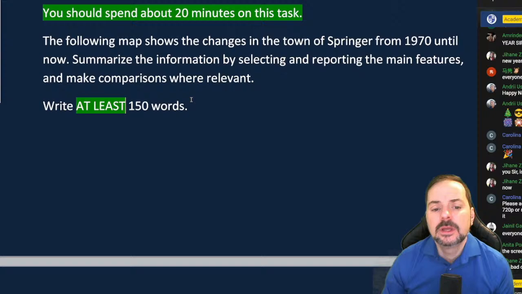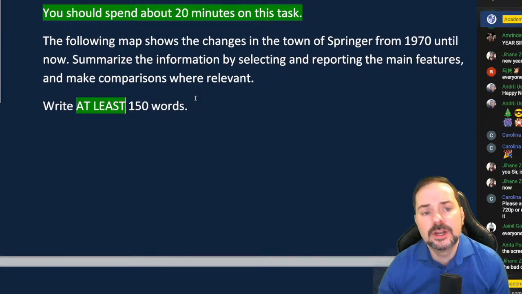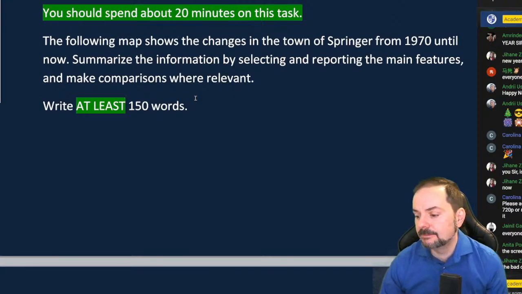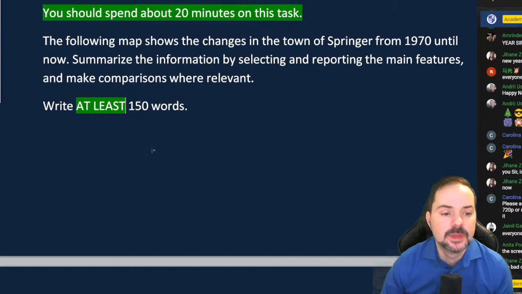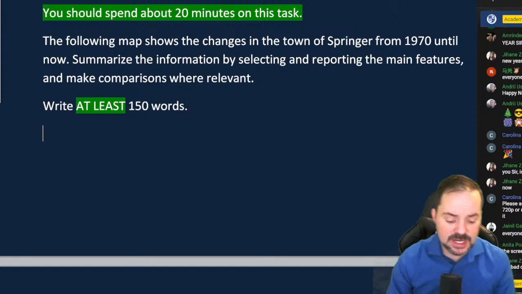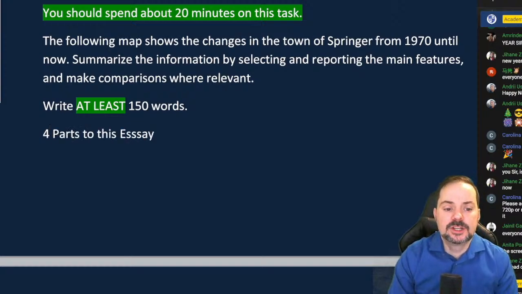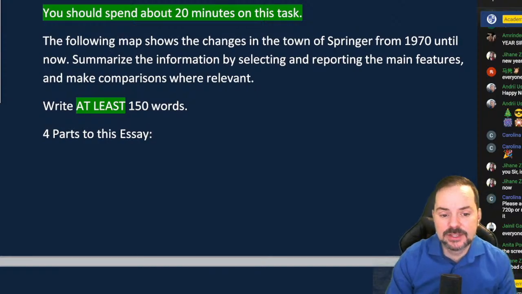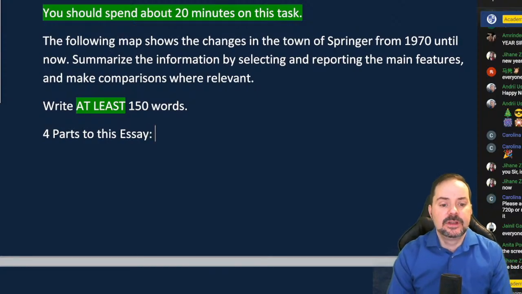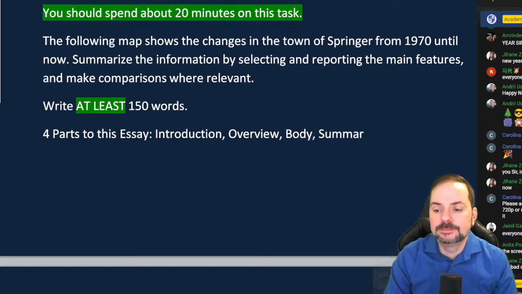At least means minimum, and if you're going for that band 7, 8, or 9, it's going to be a little bit more. It'll be more like 200, maybe even 220. Okay? All right. So we read the question, and we remember that it's an expository essay in the third-person voice, and we remember that it has 4 parts, okay? 4 parts to a good essay, especially if you're going for that high band score. You're going to have an introduction, an overview, a body, and a summary. Okay?